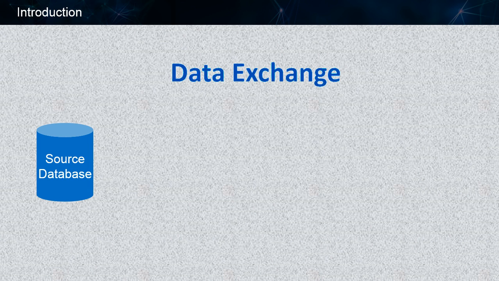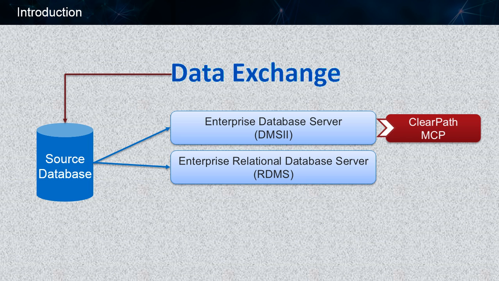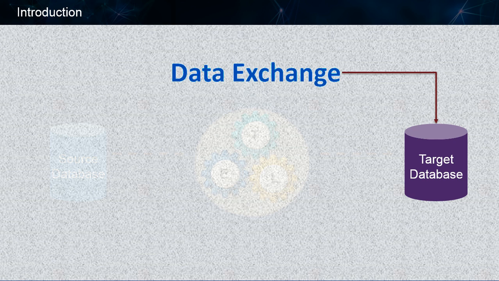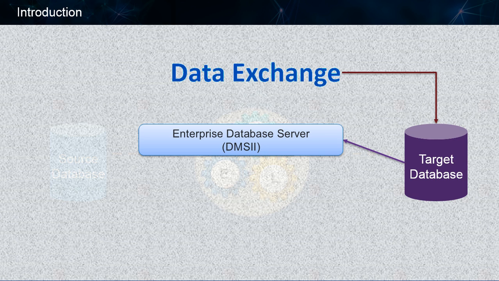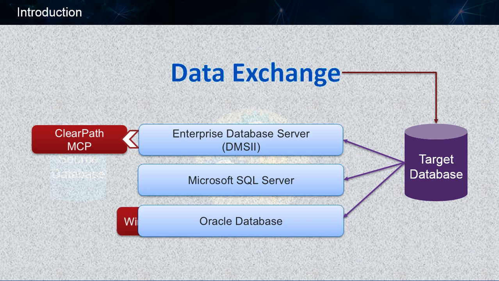The source databases supported by Data Exchange are Enterprise Database Server, known as DMS2, which runs on ClearPath MCP, Enterprise Relational Database Server, known as RDMS, which runs on ClearPath OS 2200, and Microsoft SQL Server Database. The target databases supported by Data Exchange are Enterprise Database Server, or DMS2, which runs on ClearPath MCP, Microsoft SQL Server, and Oracle Database on either Windows or Linux.